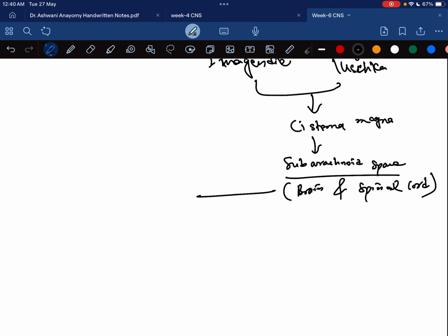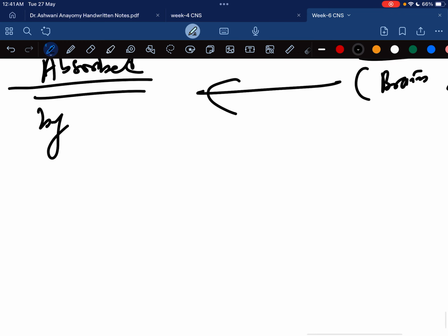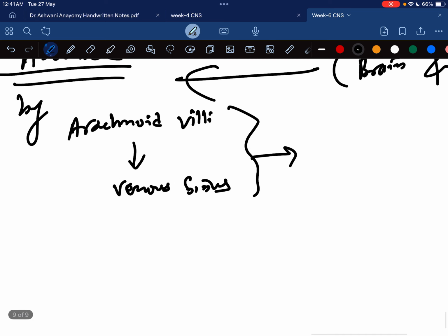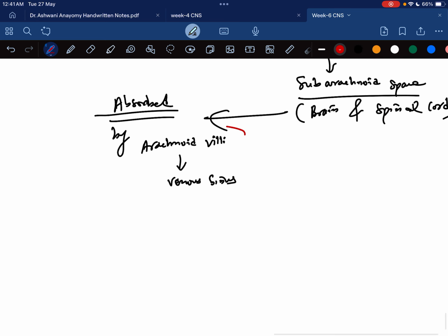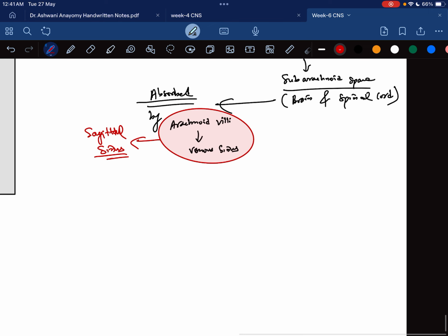Then it goes for absorption. It is absorbed by the arachnoid villi into the venous sinuses, present in the sagittal sinus.